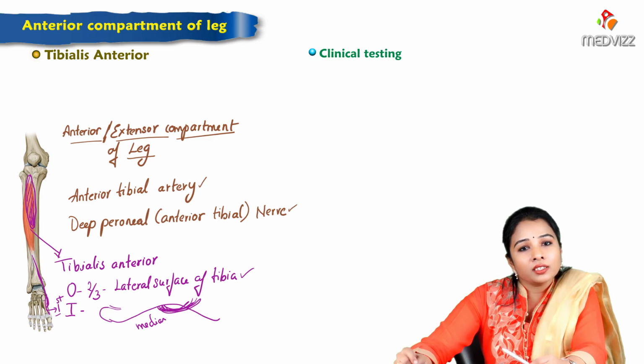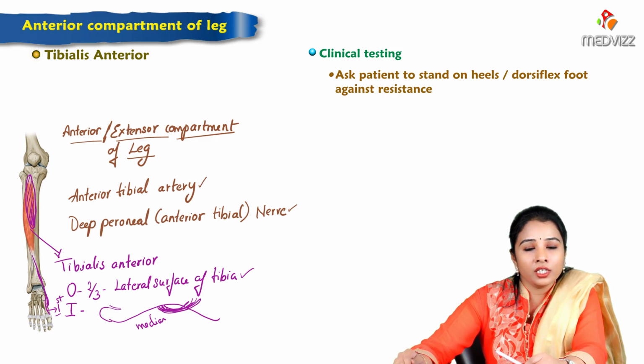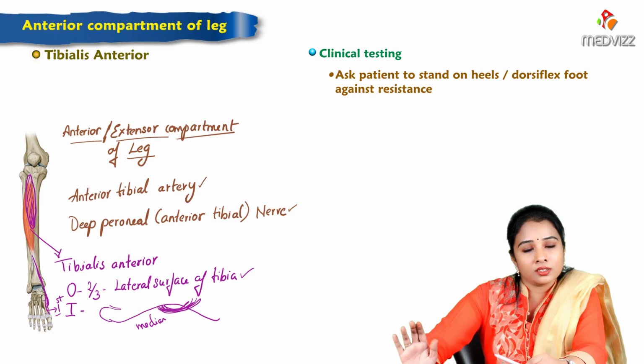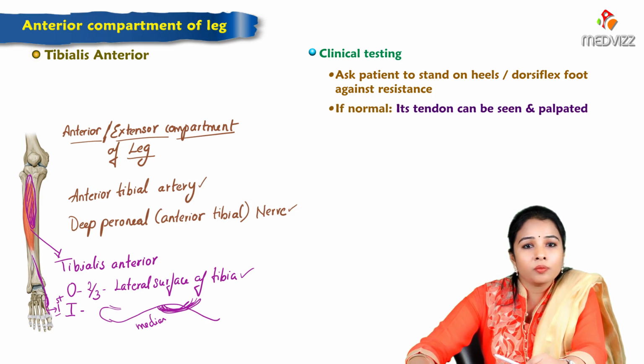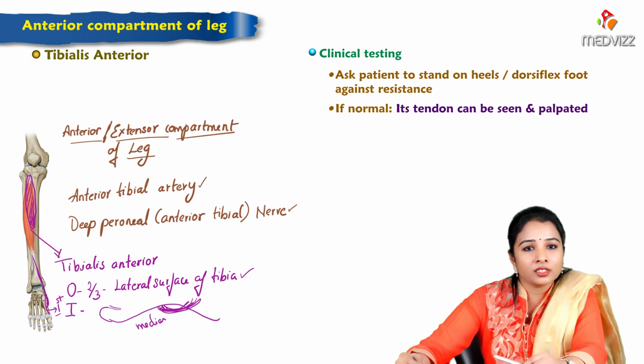To test the tibialis anterior clinically, we ask the patient to stand on the heels and dorsiflex the foot against resistance. If normal, its tendon can be seen and palpated. So that's how we do clinical testing for tibialis anterior.